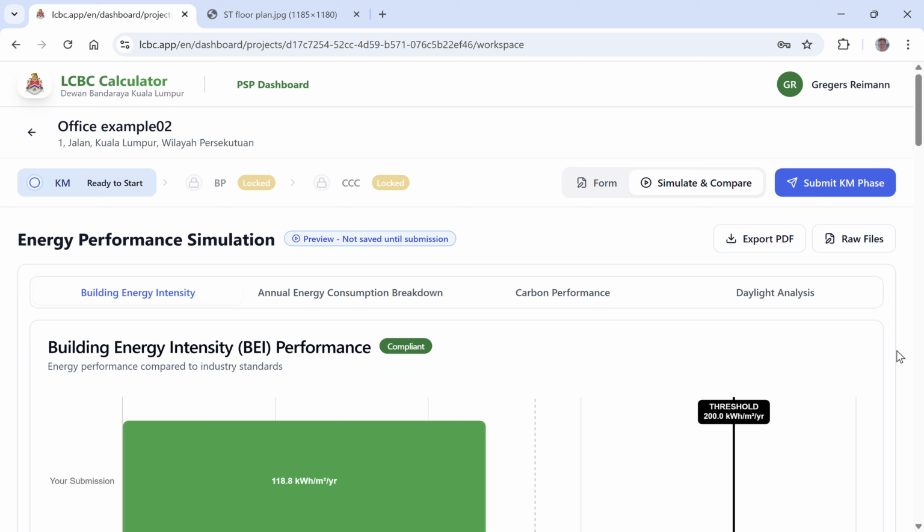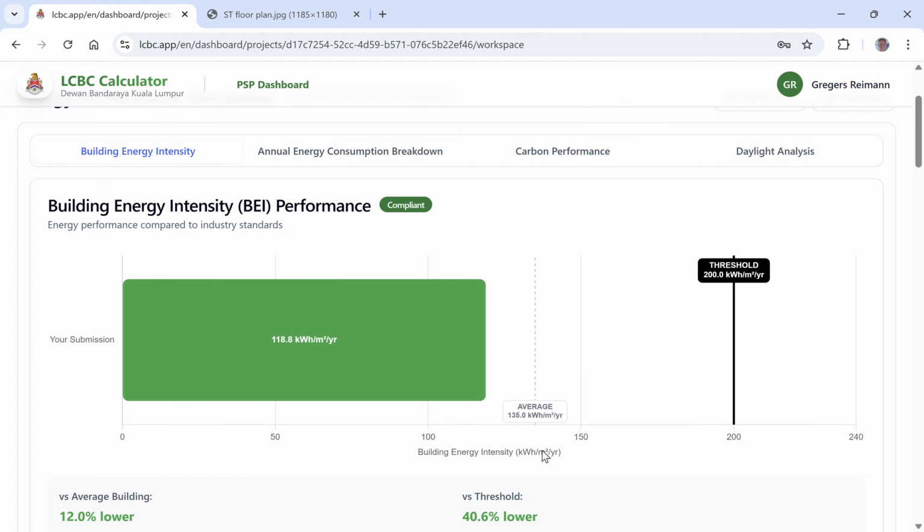Results. The results page has 4 different sections. The first one has to do with electricity consumption and the BEI. And here it shows graphically the energy consumption of the submitted building.